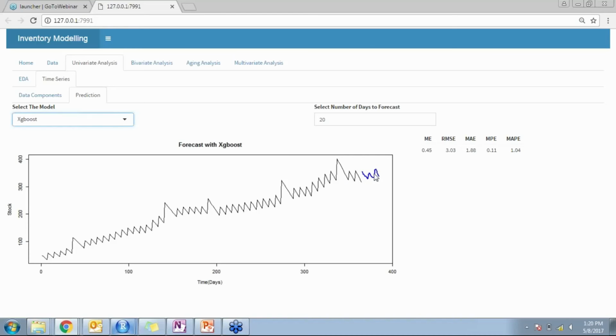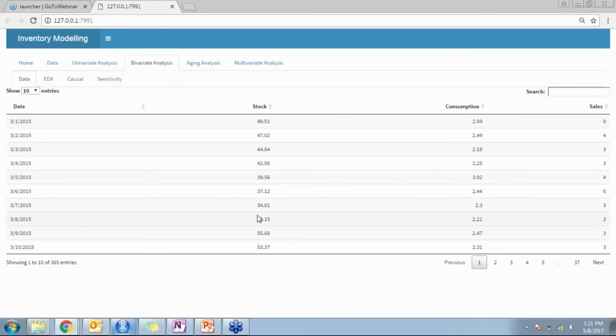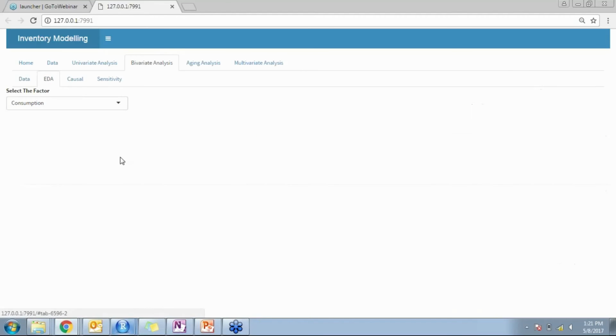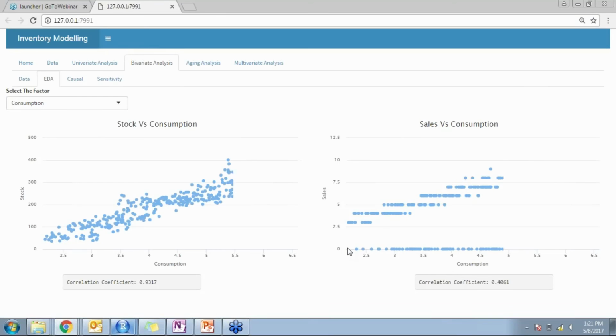So once we have the prediction with respect to the univariate data that we have, that is with respect to only stockpiling up, we move to bivariate analysis. In the bivariate analysis, we start with the data. The data includes the date, stock, consumption, and sale. Once we have the raw data that is already discussed, we move to the first part of it, which is exploratory data analysis.